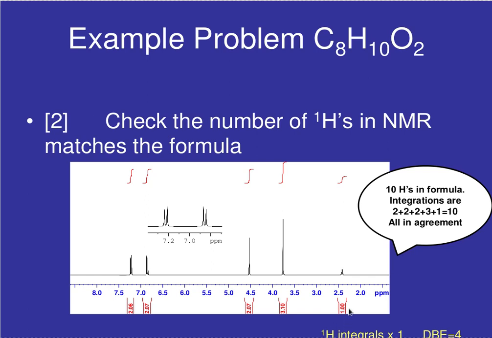So if you count this, you will notice that that's 4, and that's 6, and that comes to 10, that matches exactly the number of protons we've got in our molecular formula. So these numbers are perfectly correct. The 2, 2, 2, 3, 1 are correct. So this is important as we carry on. Okay.